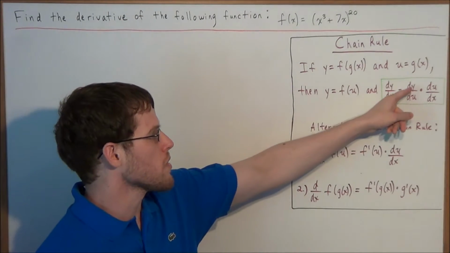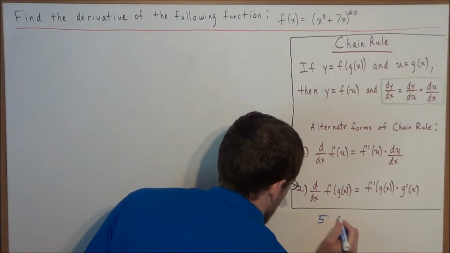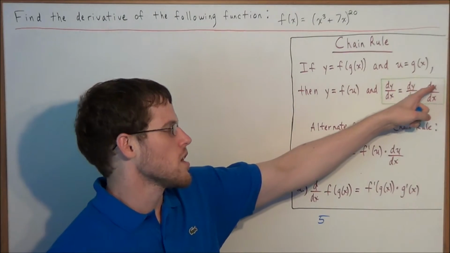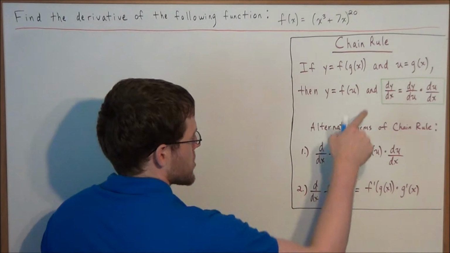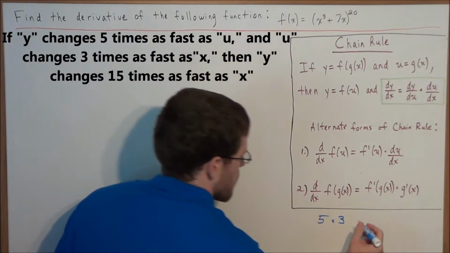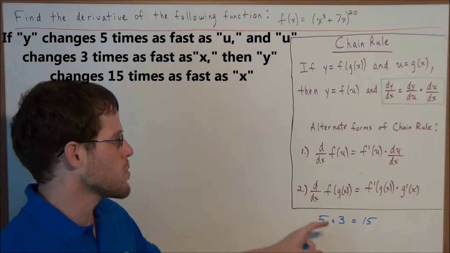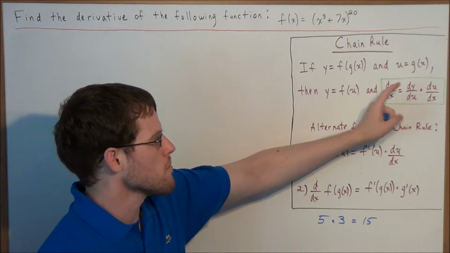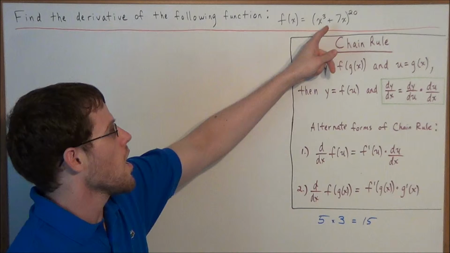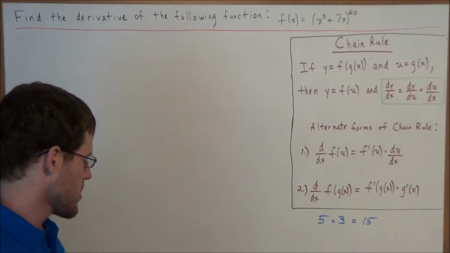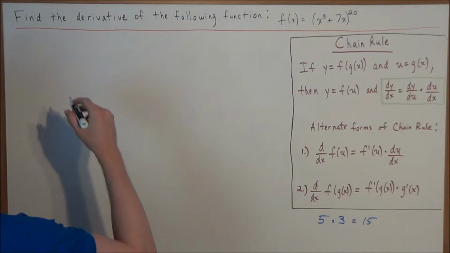For instance, let's say we knew that y changed 5 times as fast as u changed. And we knew that u changes 3 times as fast as x. Well, then that would mean that y changes 5 times 3, or 15 times as fast as x. So by breaking this into two steps, we could find dy du and then multiply that by du dx to find the derivative with respect to x of the function we start with. So what we need to do is make a substitution of some sort. The best way to learn the chain rule is by example.